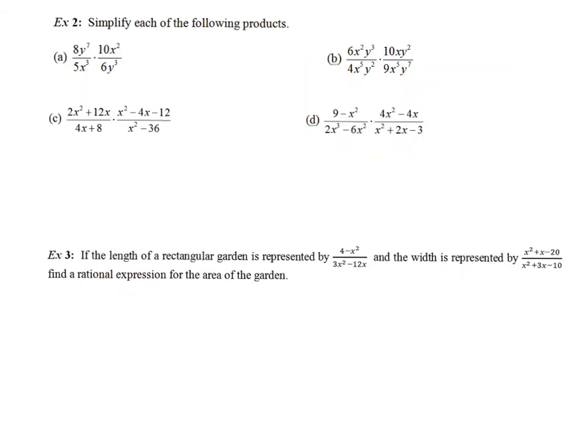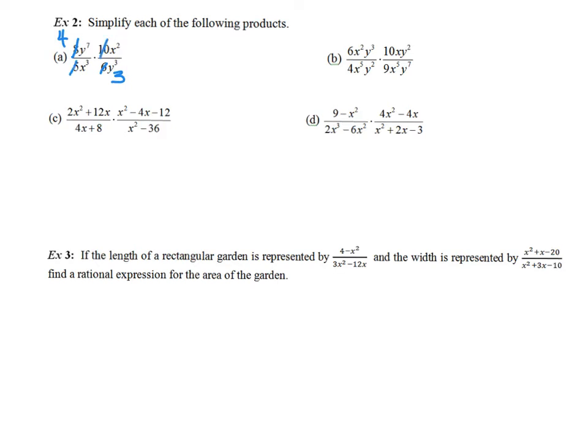Let's practice with a few more examples of multiplication. In example number 2a, I see I have all monomials in the numerator and denominator, so I'm just looking to cancel any like terms in the numerator and denominator. So for example, 6 and 8 can cancel because I can divide them both by 2. So I'm getting a 4 and a 3.